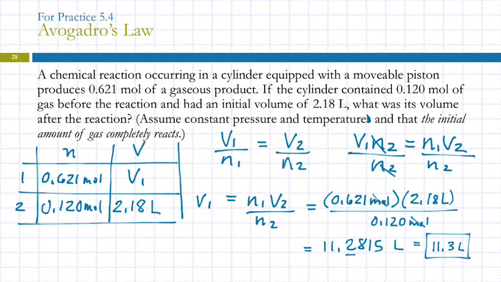Then we ask ourselves, well, does that make sense? Well, before the reaction, I had 0.12 moles. After, I've got 0.62 moles. So I have more gas. Is that going to occupy a larger volume or a smaller volume? Larger volume. And the volume went up. It went from 2 to 11. So the right direction. Any questions?